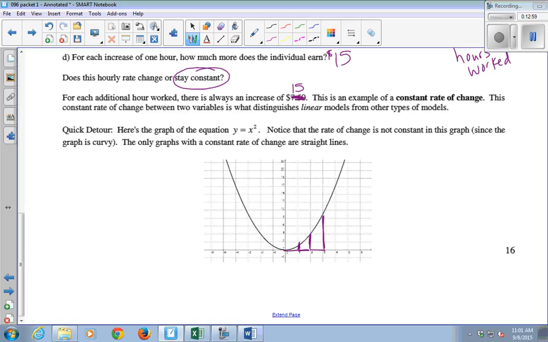So that would be like, if the first hour you work, you make $15, and then the second hour you work, you make $30, like if your salary got higher the more hours you worked. But it typically doesn't, right? Yeah, that would be nice, but it's not typical.